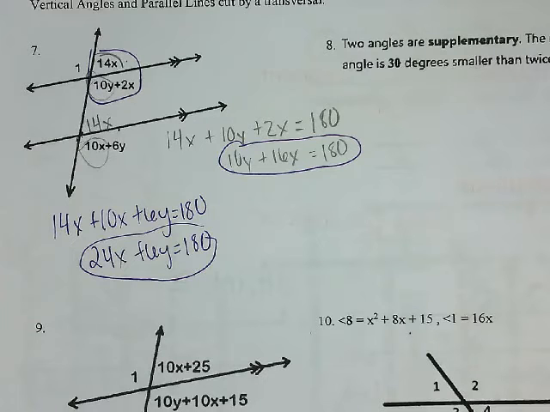Now, I know that 14x is in this top right corner. So I know that this is also 14x through corresponding angles. So then, I use the same idea. This is a linear pair, so I add them together to equal 180. So now I've got two equations. So this is a system of equations.